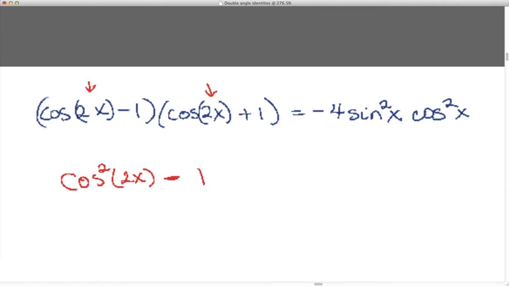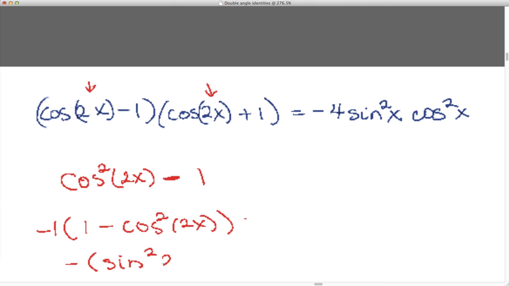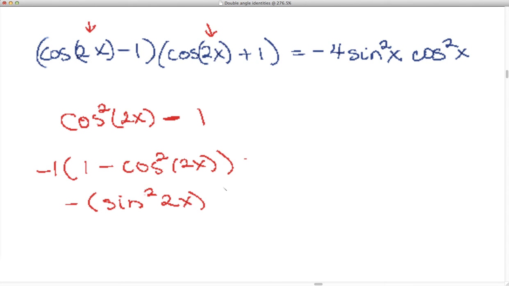And then I look at this and I say to myself, well, this almost looks like the Pythagorean identity. If I factor out a -1, I'm left with 1 minus cosine squared of 2x. And that then can be rewritten as minus sine squared of 2x. All right. So this squared can come out in exponent of the parentheses, and here we can use a double angle identity.